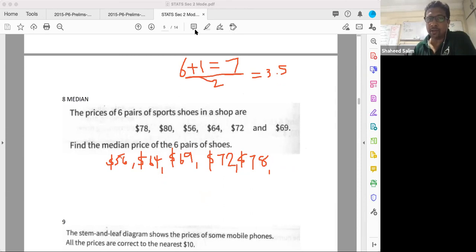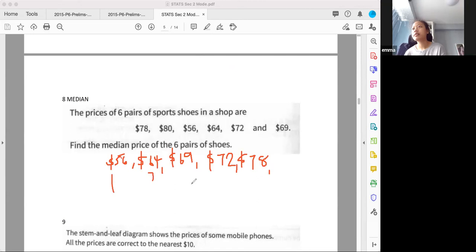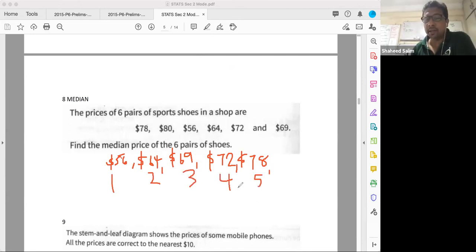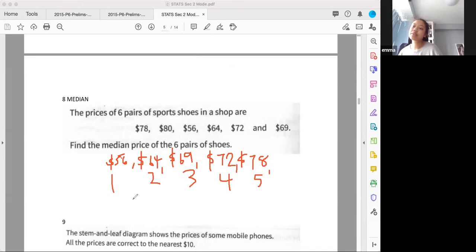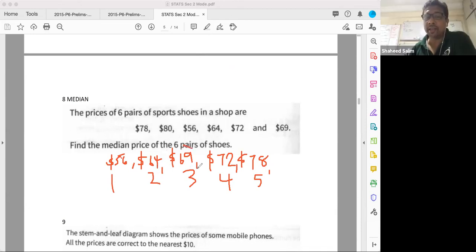Now let's say there is no 80, there's only these 5 prices. How to find the median? Which one is the middle position out of the 5? The 3rd. So the median is $69.